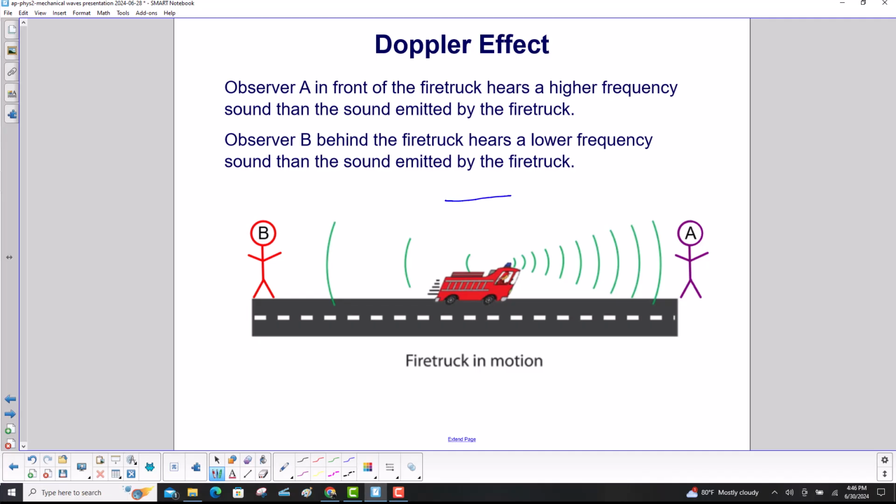So our fire truck is in motion just like the last slide, and observer A in front of the fire truck hears a higher frequency sound than the sound emitted by the fire truck. Observer B behind the fire truck hears a lower frequency sound than the sound emitted by the fire truck.